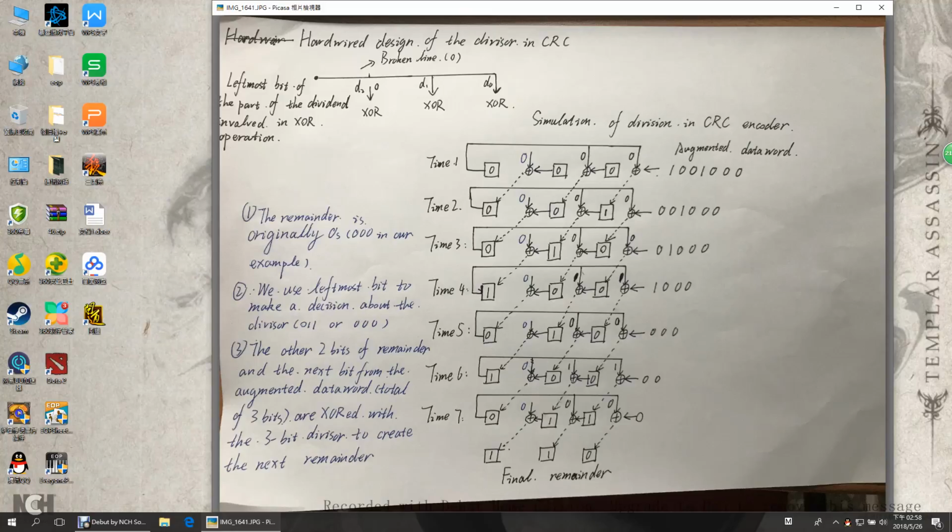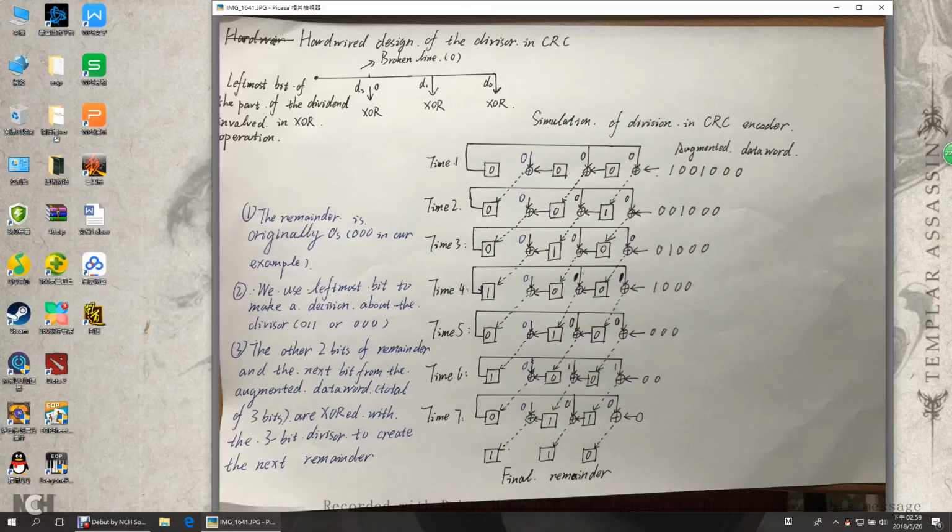like 0, 0, 0, and 1, 0, 0, or 0, 1, 0. So the other 2 bits of the remainder and the next bit from the augmented data word make a total of 3 bits. In this case, we know the leftmost is 0, and it can XOR with this 0 and this 0. The result at time 2 is 0, 0.